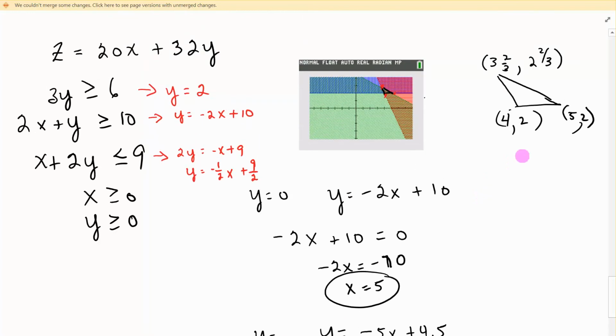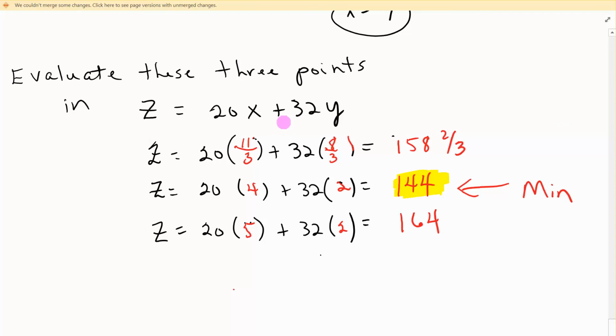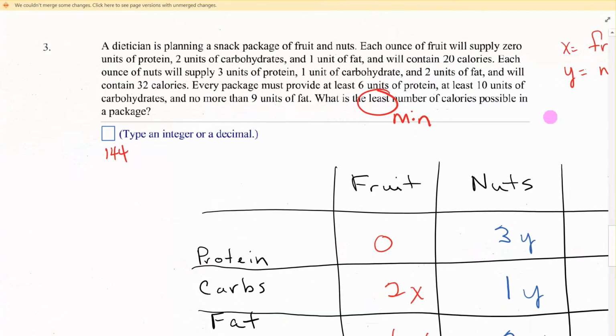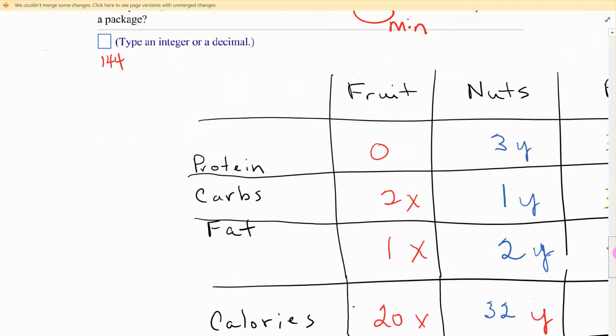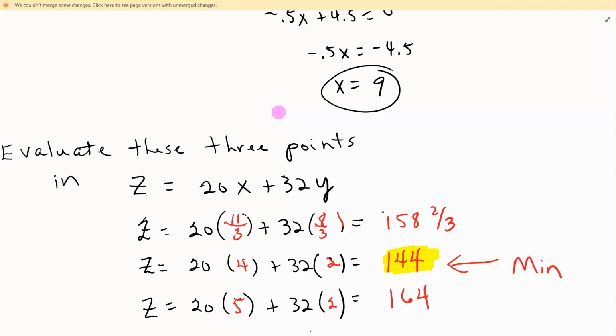So I got those corner points. Then I evaluated those three in my objective function. I plugged those in, and I got these numbers, and we are trying to minimize. So 4, 2, and 144 are the answers that go way back up here. And all it asked for was the minimum. So that was 144. So there's only 3 questions, but each of those does require a good bit of work. So hopefully that will get you started on doing those.